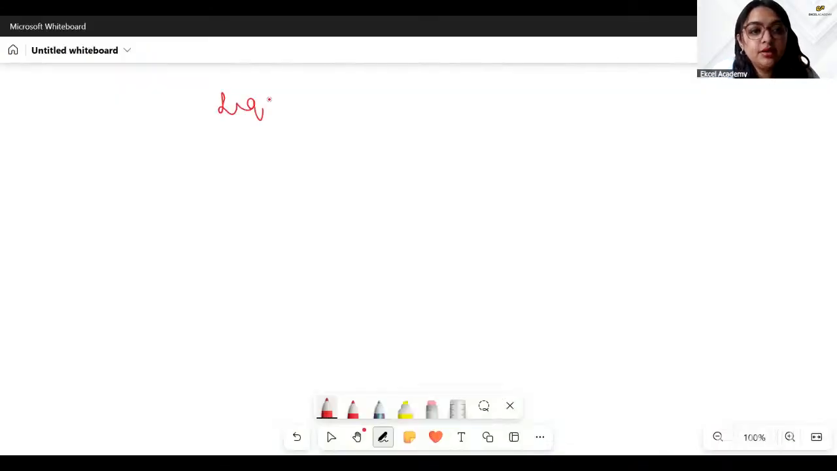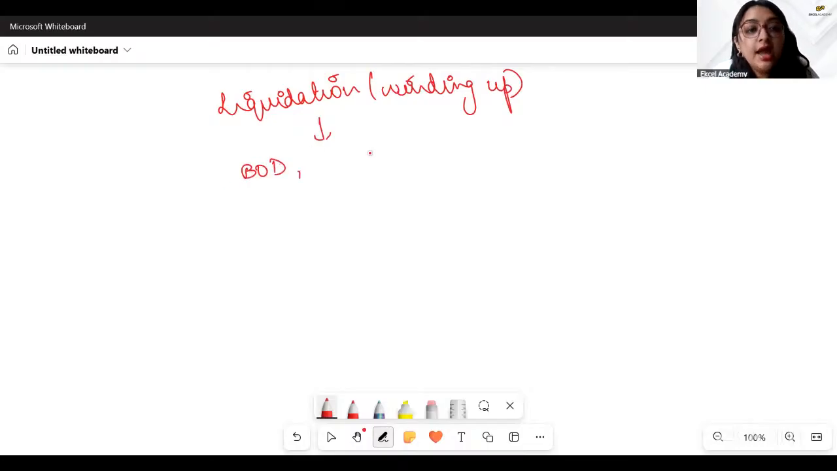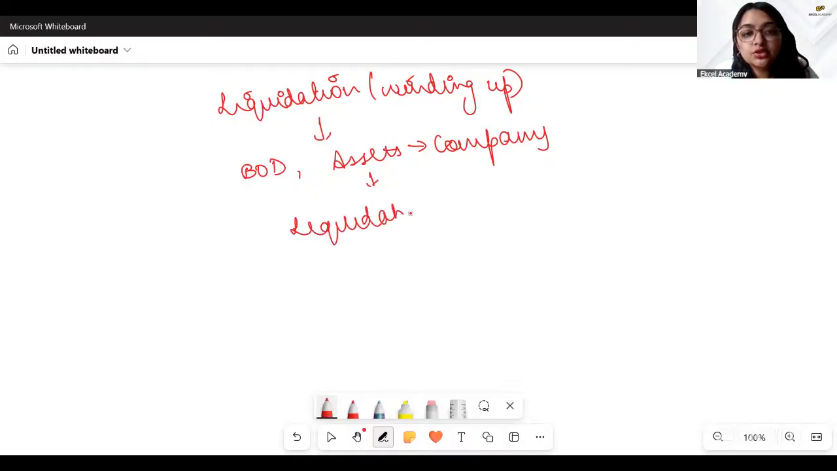Let's say, for example, liquidation. Liquidation is basically a process of winding up or dissolution, wherein you're putting an end to the life of the company. Usually who manages your company? The board of directors. And whom do the assets belong to? The assets belong to the company. But what happens in case of liquidation? The liquidator takes over, and they will have a right to sell.